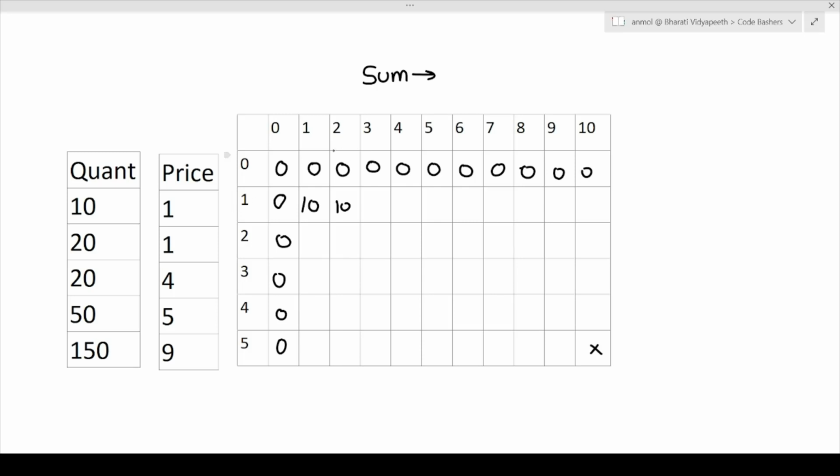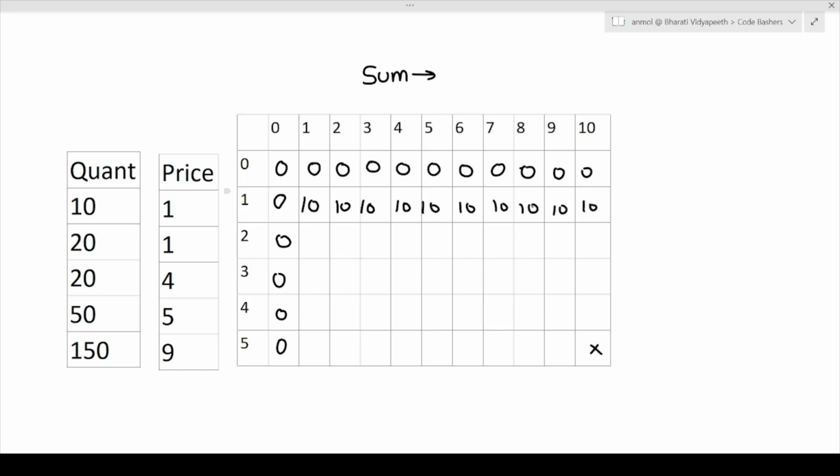So with 3 rupees with us, can we spend 1 rupee to get the item? The answer is yes. So what will be the quantity we will get? We will get 10 here. Again, 4 rupees with us, only one item available. So 10 here, 10 here, 10 here, 10 here, 10 here, 10 here, and 10 here.